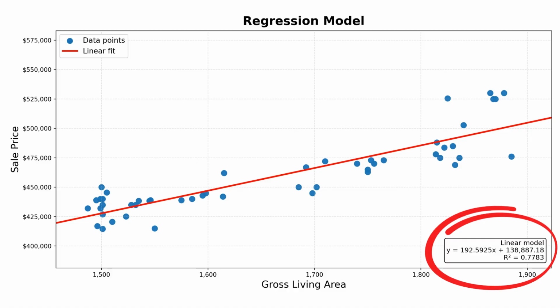But these numbers don't exist in a vacuum. They only make sense in the context of the data underneath them.